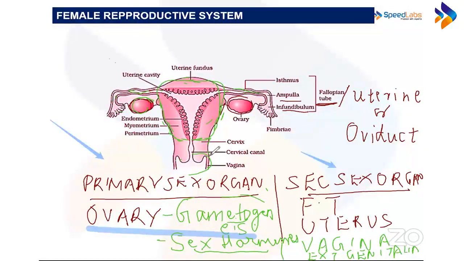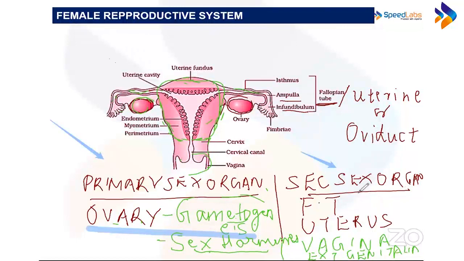The primary sex organs are the ovaries because they help in oogenesis, and also they produce sex hormones like estrogen and progesterone. And also, आगे देखोगे कि ovary not only produces steroid hormones, it also produces proteinaceous hormones जैसे inhibin, जैसे relaxin. So I'm going to tell you about that. So is it clear to you?